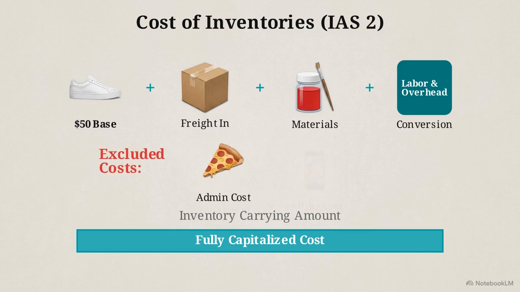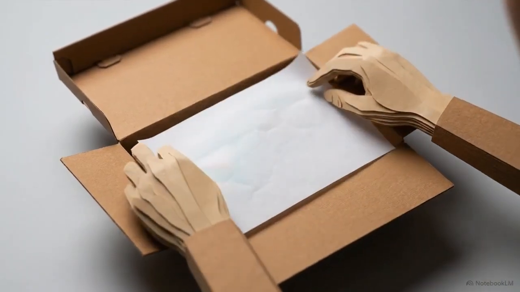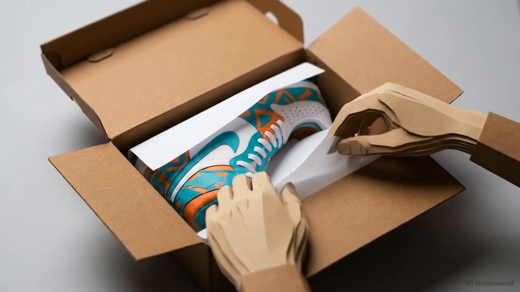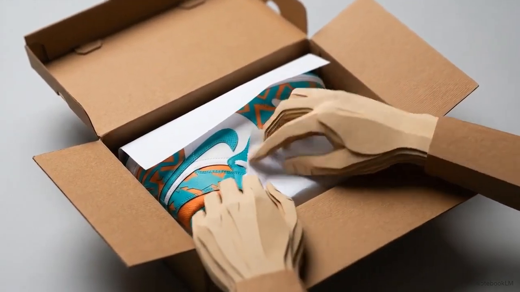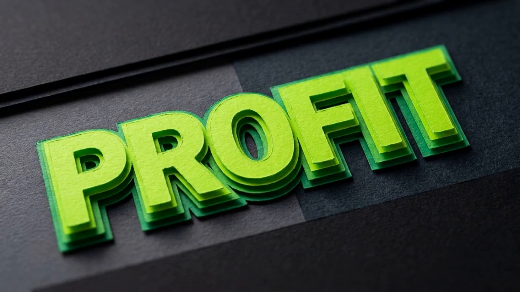However, we don't include everything. If Sam orders a pizza while working or pays for an Instagram ad to find a buyer, those costs don't stay with the shoe. They are separate expenses that don't increase the value of the inventory itself. We only count the costs required to get the shoe to its current state and location. This is the only way to know exactly how much profit is left over after the sale.